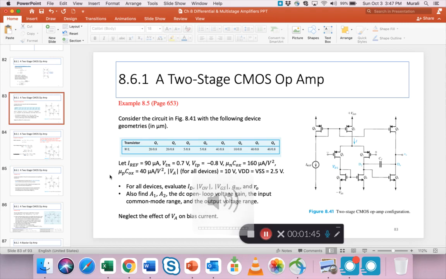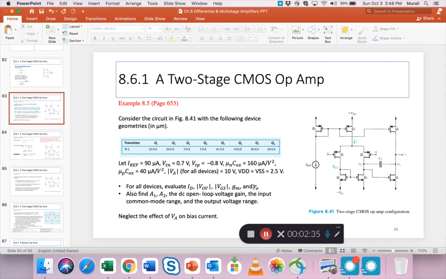So let's see what the question is. Consider this circuit with the following device geometries. W by L for all these Qs, and there are 8 transistors in total, are given. Some of them are 20 by 0.8. Q3, Q4 are 5 by 0.8 because Q3, Q4 are the NMOS devices. Most of the others are PMOS. This is NMOS too. And then Q6, some of them are 40 by 0.8, 10 by 0.8. So they're all over the map.